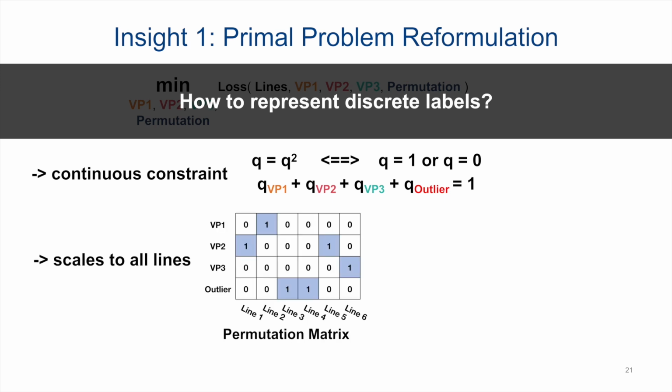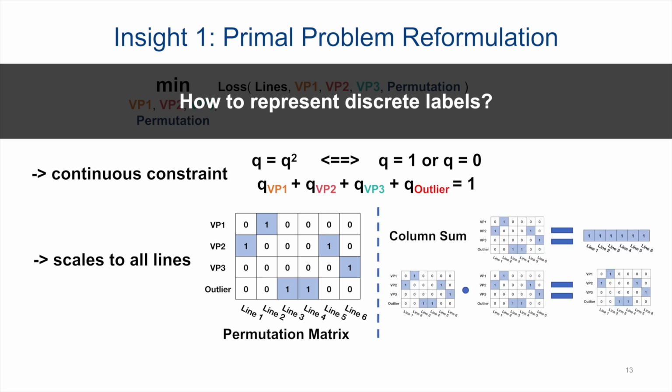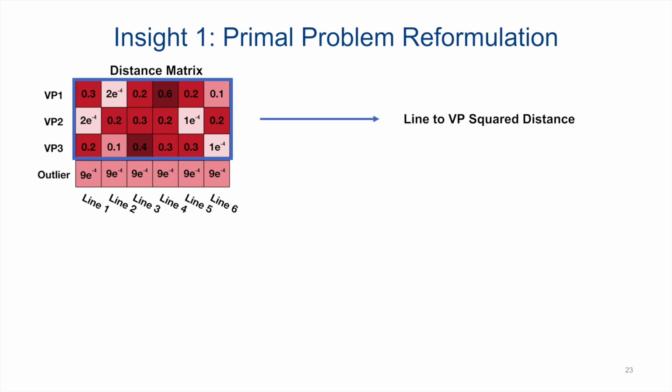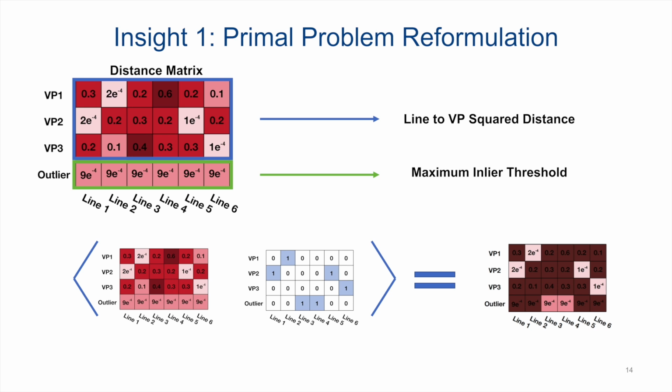Given all lines, we can collect all the labels into a permutation matrix. Consequently, we can get the corresponding matrix-wise constraints. Next, we construct a distance matrix where the top three rows represent squared distances from each line to each vanishing point. The bottom row denotes a maximum inlier threshold, representing the penalty cost of assigning a line with an outlier label. The objective function is the inner product of the distance and permutation matrices, which sums the distance entries wherever the permutation matrix has a value of 1.